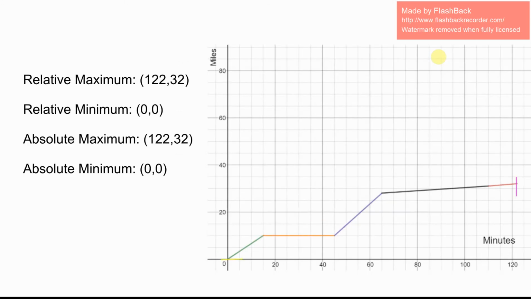Next, we have the relative maximum, which would be (122, 32), and this would be the highest point that we would go, so the most minutes and the most miles, and then the relative minimum, which is (0, 0), because that is the lowest point. And then again, the absolute maximum would be the same as the relative, which would be (122, 32), because that's the most miles and minutes traveled. Then the absolute minimum would be (0, 0).